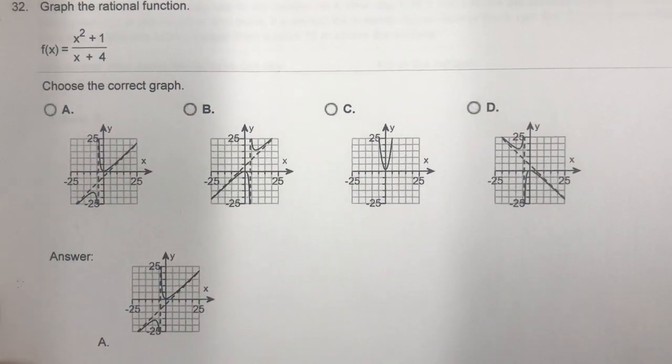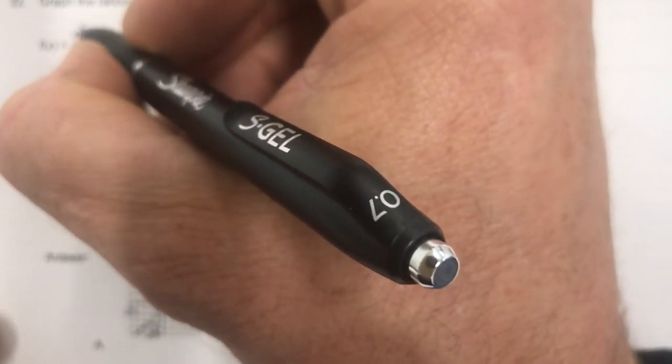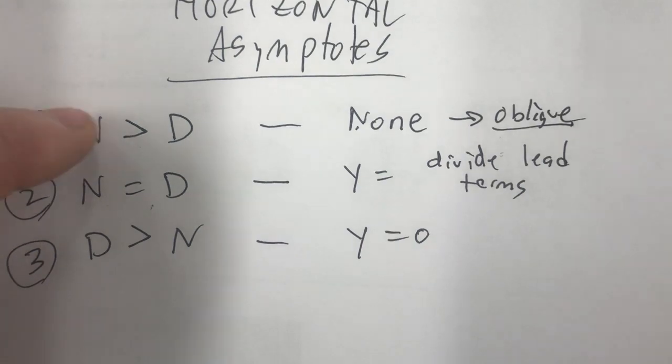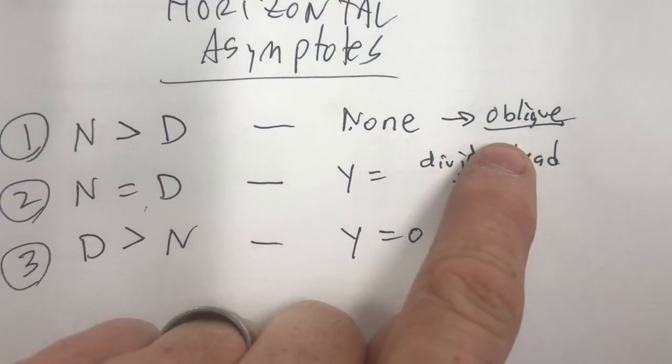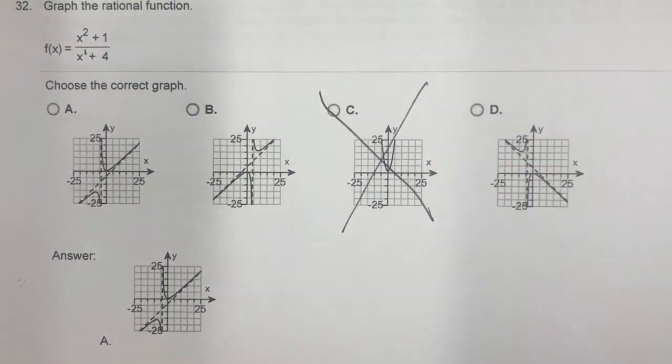32, graph this rational function. Okay. All right, we can see here the degree in the top is 2, the degree in the bottom is 1. The top is bigger. So see, it tells me right there, since the top is bigger, there's no horizontal, we got an oblique, which means we're going to have one of these. It's not this one. Okay, we've got an oblique asymptote.